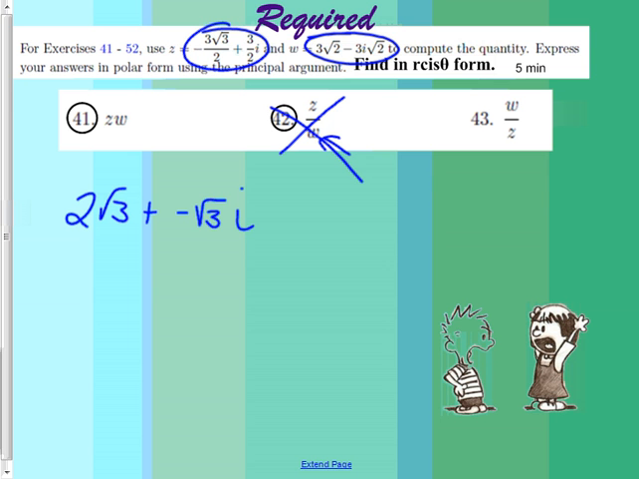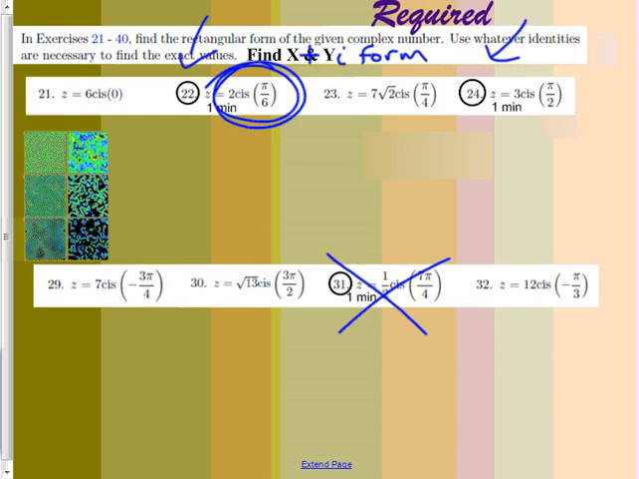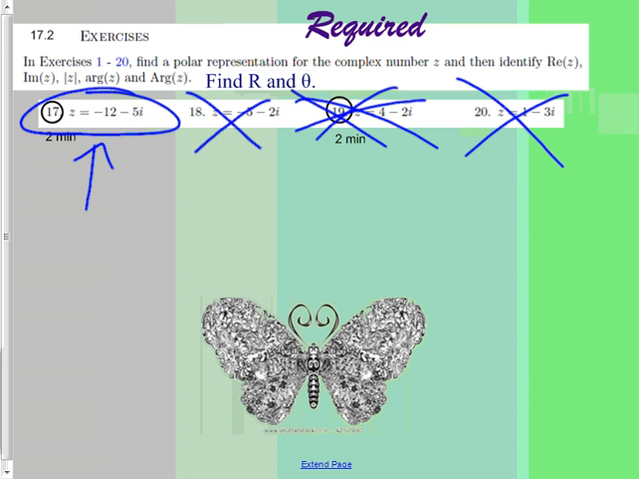Do you get how it's just become one of these other problems where you put it into R cis theta form? So at the end, you'll just have R cis theta, except you'll know what R is, and you'll know what theta is. Okay? All right. So just do 41 on that one, and that's it. So now, let me get the first one done with you here, number 17.